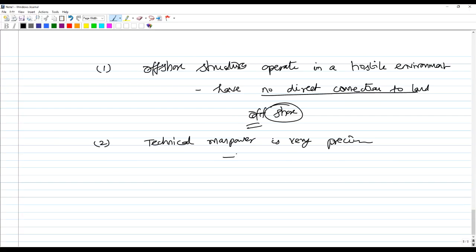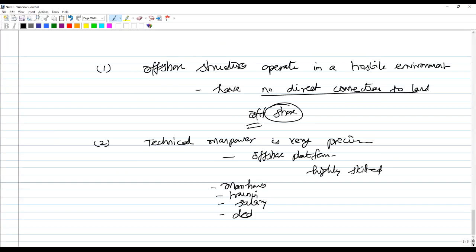It's very important. People who work on the offshore industry or offshore platforms are highly skilled. So the man hours, the training, the salary, the dedication that these people put in on the platform during exploration and production is phenomenal. So it is important that we should protect their safety.